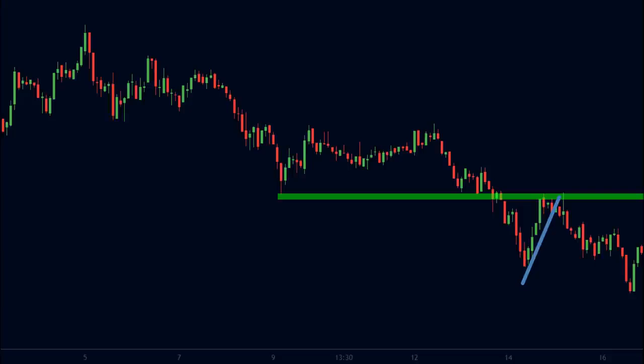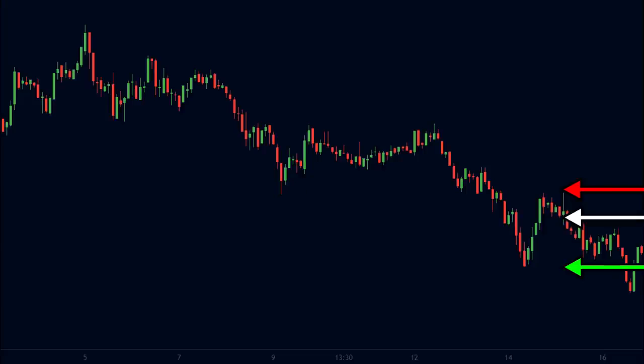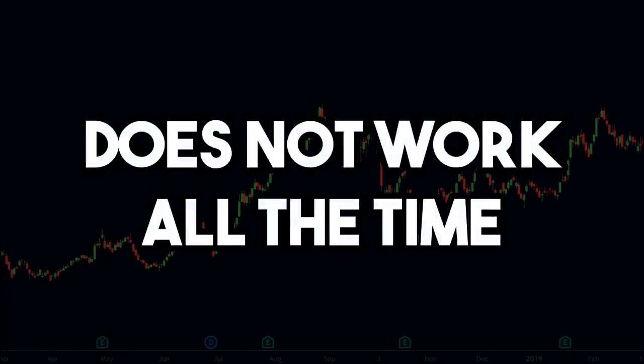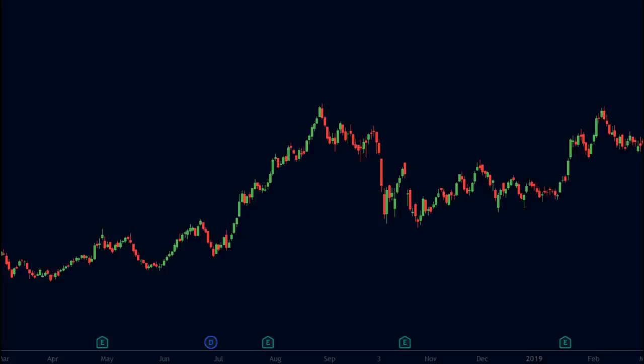So, we create a short-term trend line. The price breaks out of the trend line, and we enter here. We can keep our stop loss above the trend line, and we place our targets near the recent lows. As you can see, we achieved our profits in this trade. Price action trading does not work all the time. But practice will improve your accuracy and help you achieve consistent profits.